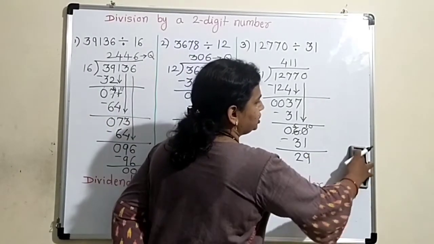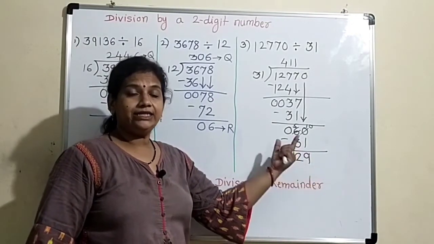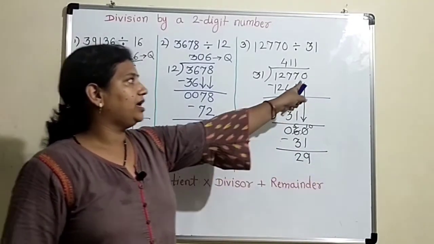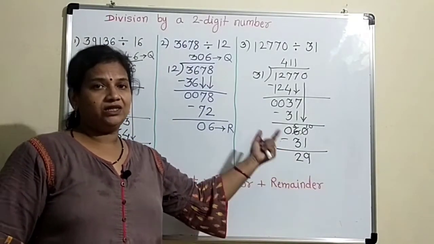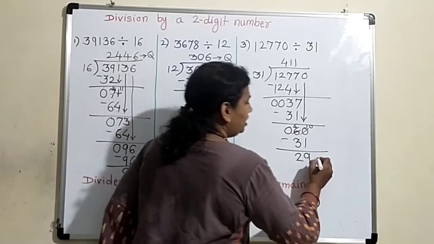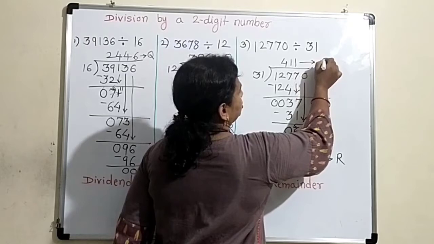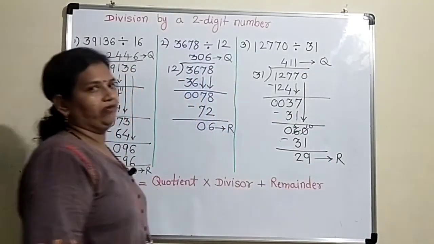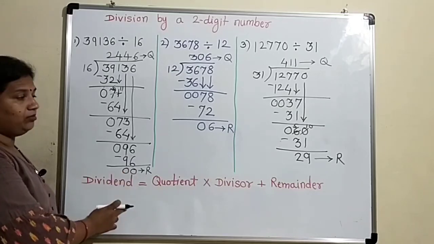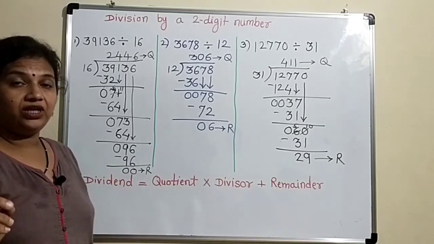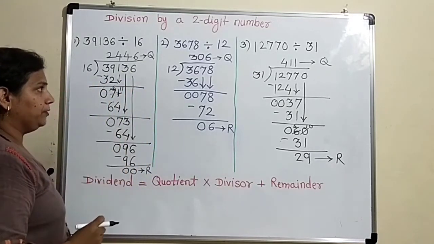Now if you check with the divisor, the number 29 is smaller than 31 and there are no more digits to bring down. That means here we can end up our division, and this is our remainder 29 and this is my quotient 411. Now as I said, this is known as division algorithm and it is used for verification of the division what we have done. So let us check it.